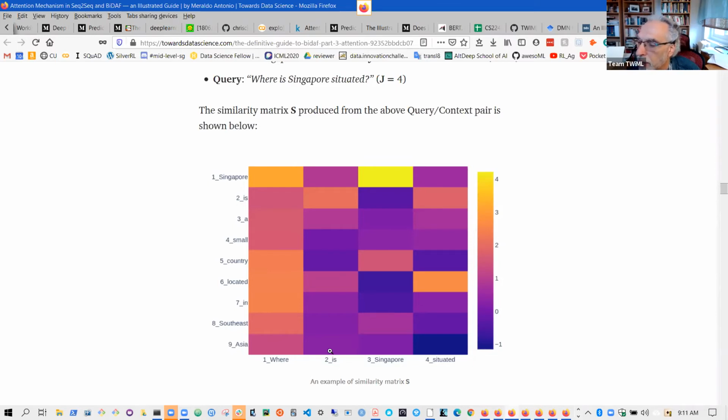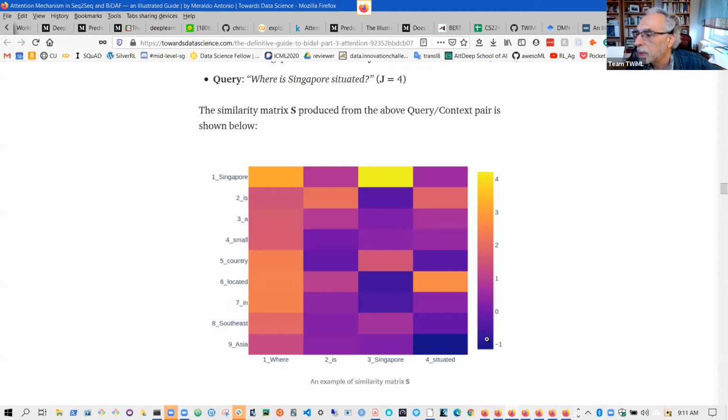And then on the other hand, it will learn that situated has sort of an intermediate score with respect to Singapore. And Singapore has a very high score. So that sort of tells you that that's kind of going to be the answer.